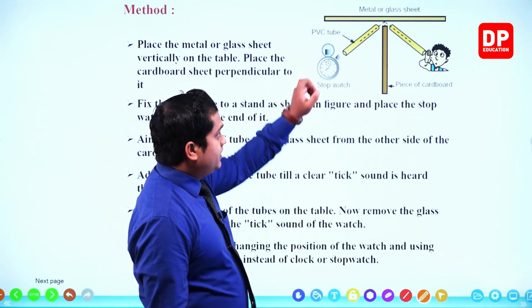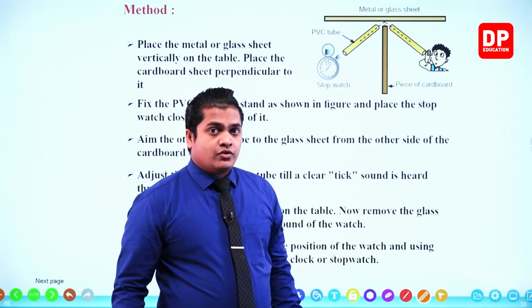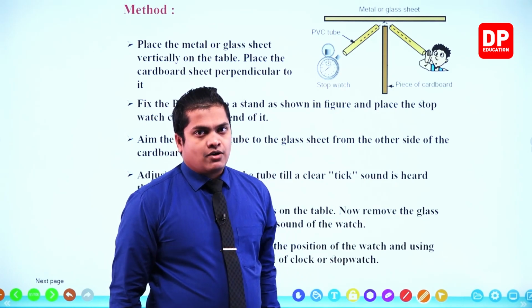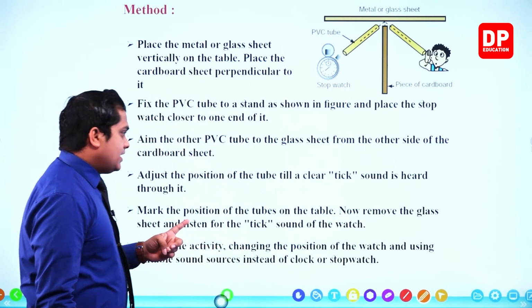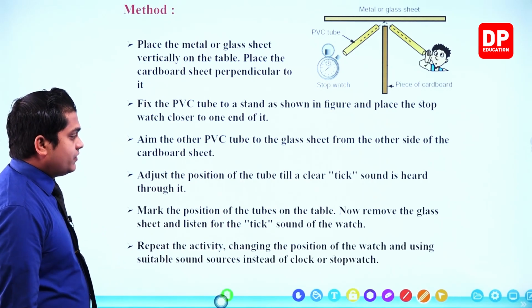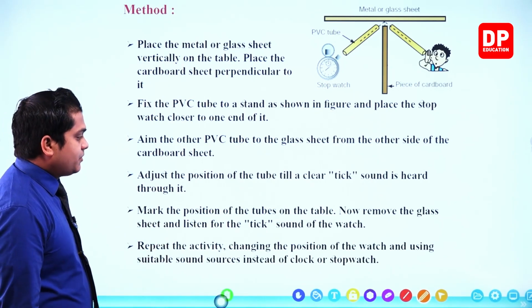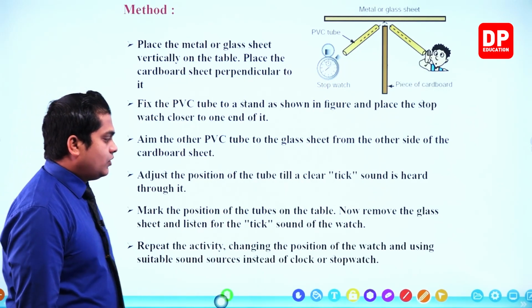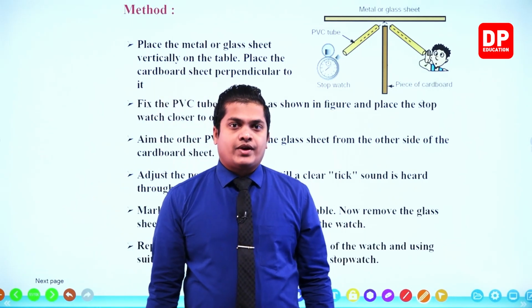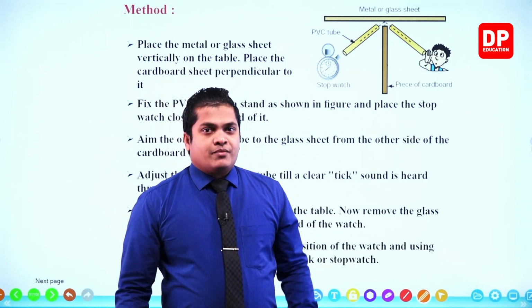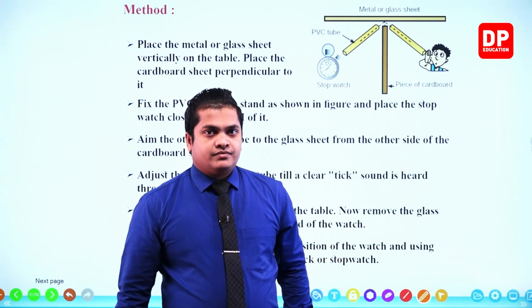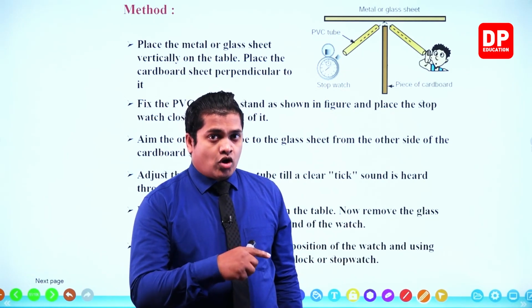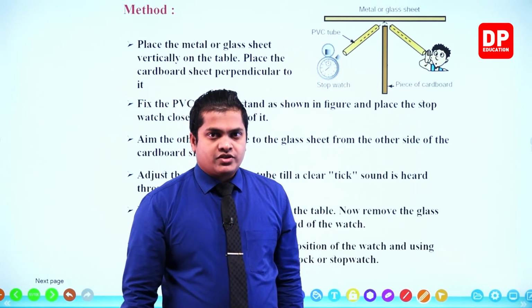After that, you have to remove the metal or glass sheet, that reflective surface. Remove it. Now listen to the sound. What will happen? See. Now remove the glass sheet and listen for the tick sound of the watch. Repeat the activity, changing the position of the watch and using suitable sound sources instead of the clock or the stopwatch. Right. So remove the reflective surface and observe. Then by changing the position of the clock and other PVC tubes, observe what is going to happen.